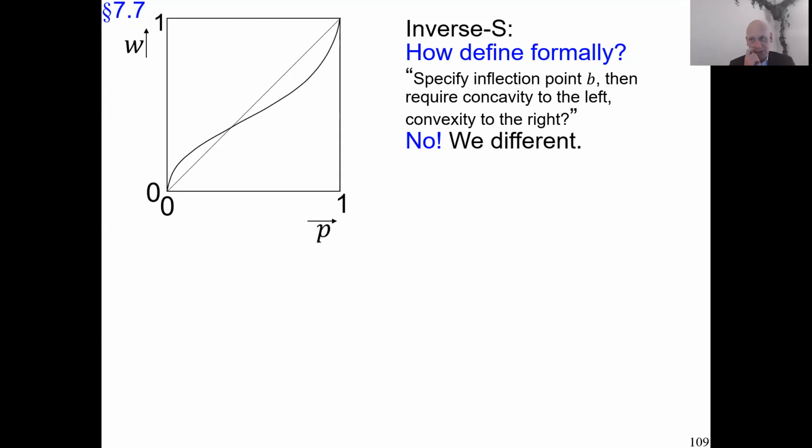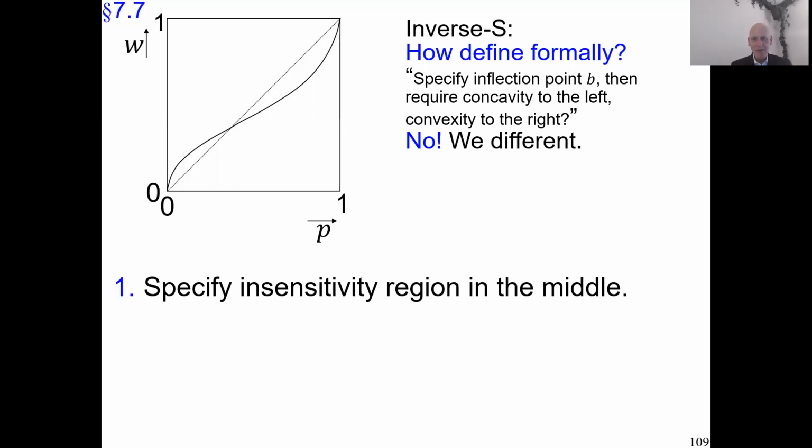Now, on this slide, first I'm going to give you the informal version of the formal definition. The next slide will be really the formal definition completely. In this slide, I'm going to tell you the main idea of the definition without yet doing the formalization and the symbols and so on. So, the main idea is, first we specify an insensitivity region in the middle where we want the function to be shallow.